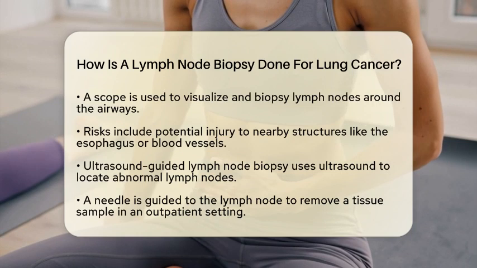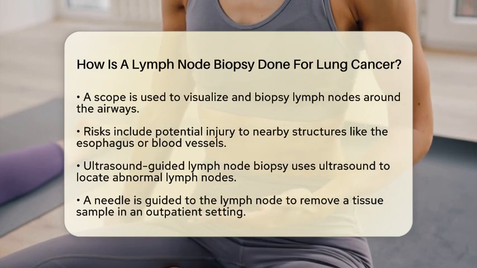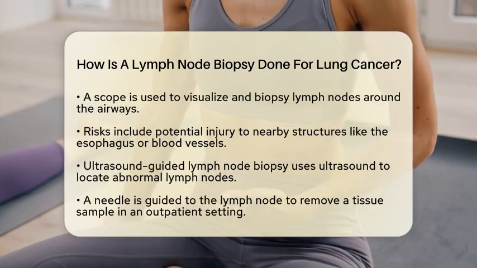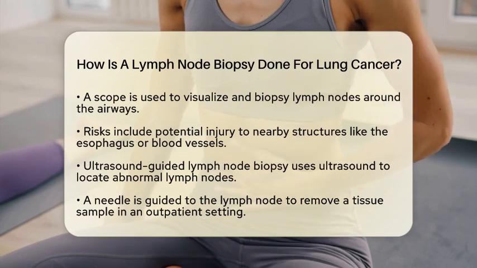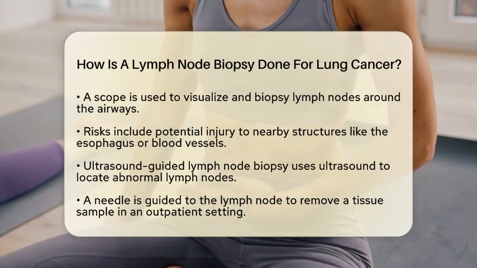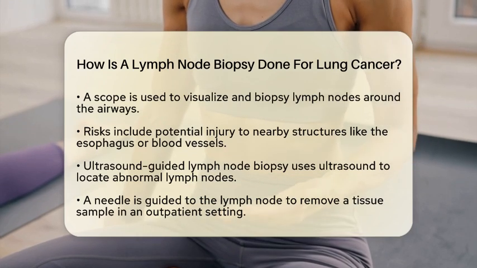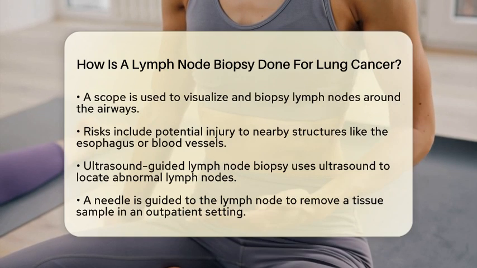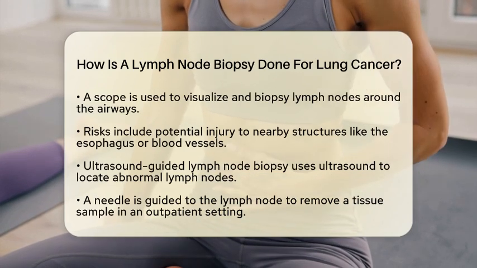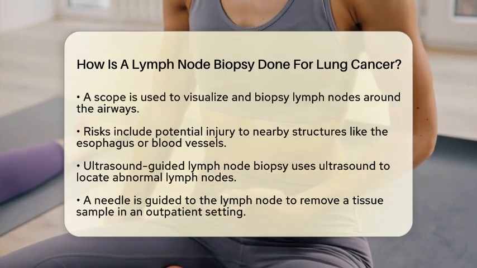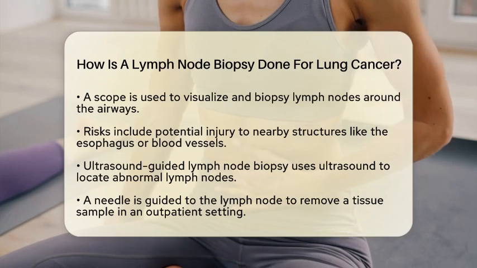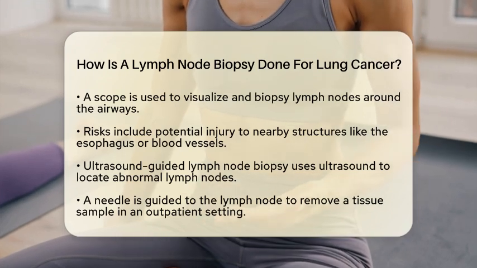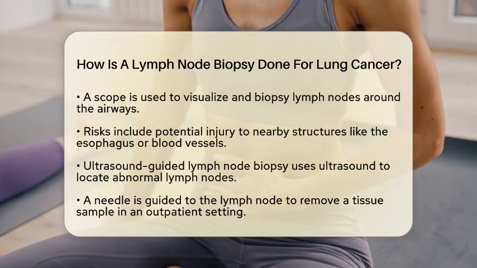In this approach, an ultrasound scan is used to locate abnormal lymph nodes. A needle is guided by ultrasound imaging to the lymph node to remove a tissue sample. This procedure is usually done on an outpatient basis and is less invasive than a surgical biopsy. For lymph nodes that are deeper in the chest, computed tomography scans may be used to guide the needle instead of ultrasound. Endobronchial ultrasound-guided biopsy is another technique that uses a bronchoscope equipped with ultrasound.